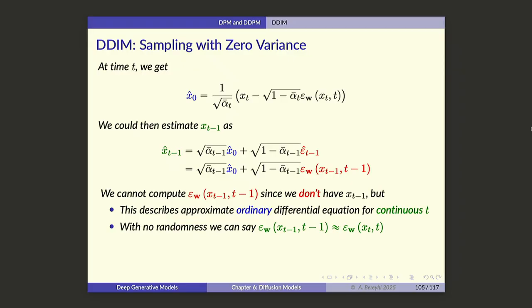But if it's not very clear, no worries. It's not going to impact your understanding of DDIM. Just take it from my side. You can approximate this guy with this one. This is not a bad approximation, yes?